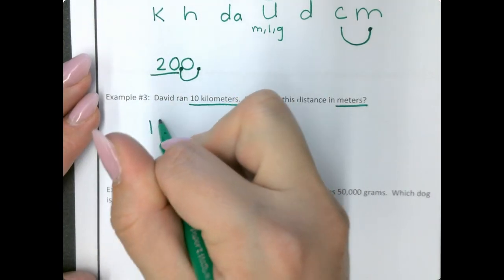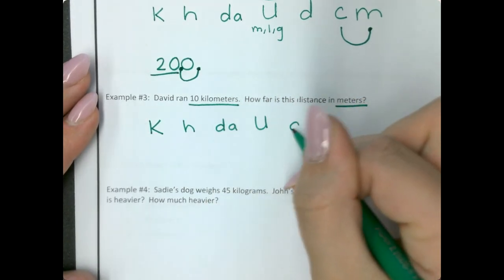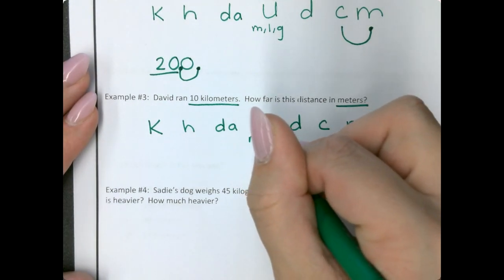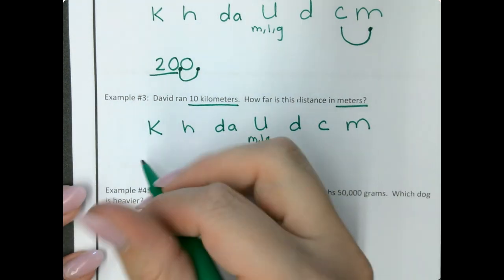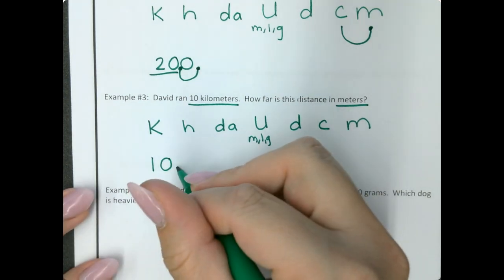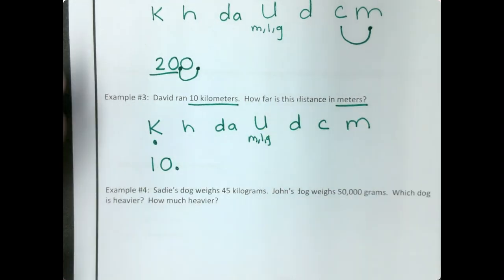So let's write our saying. King Henry died unusually drinking chocolate milk. U has MLG. Our number is 10. Where does our decimal go? In the back. 10 kilometers. Kilo. What letter are we starting with? K. We're starting with our K, and where are we going? To meters. Don't get confused here.